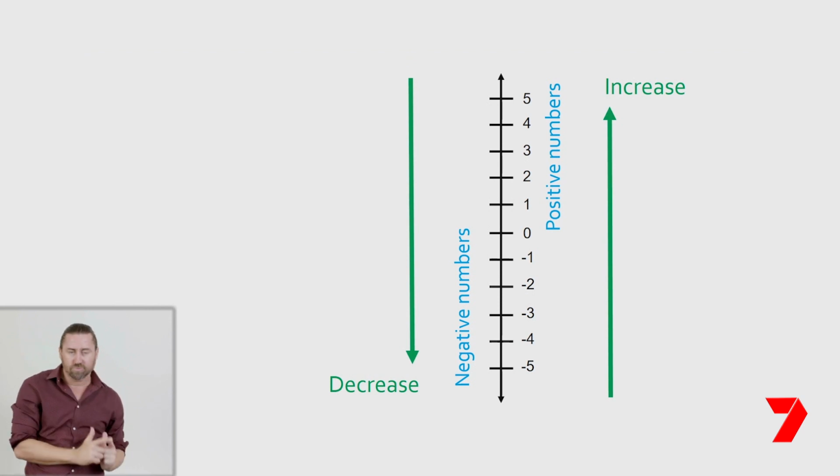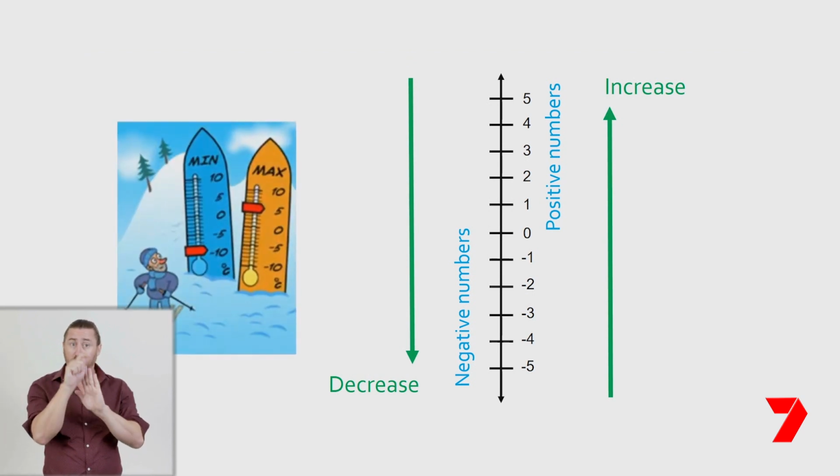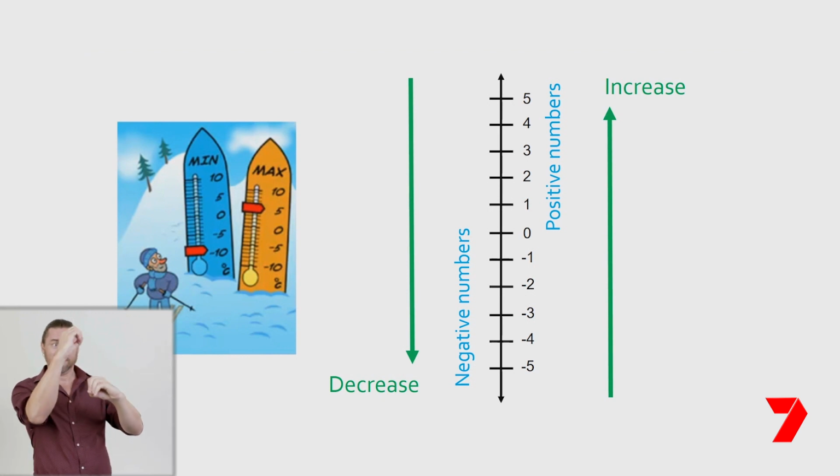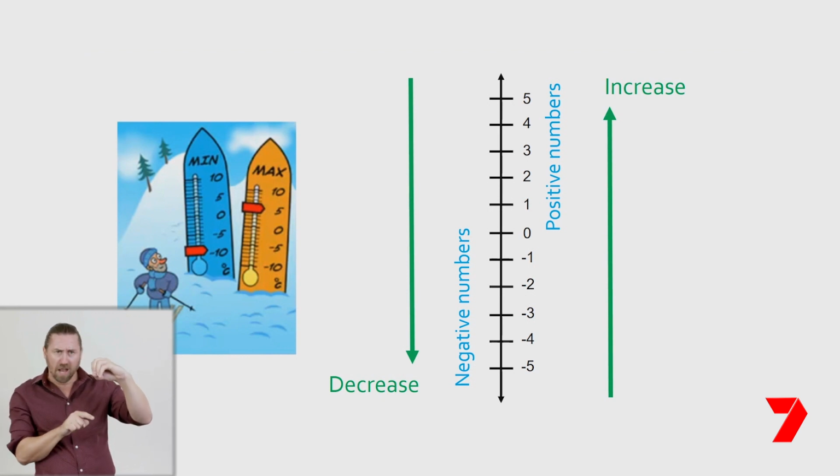The positive and negative numbers on a thermometer are also set out vertically. The positive numbers are above 0 and the negative numbers are below 0.